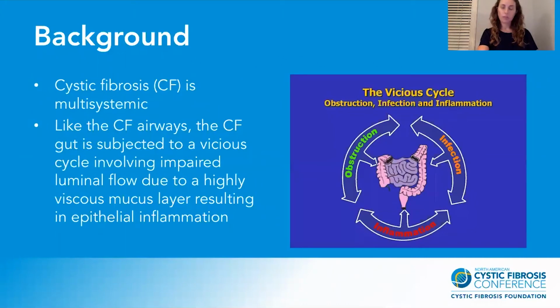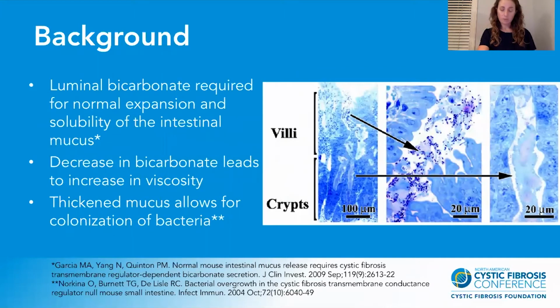In the CF gut, there is impaired luminal flow due to a highly thickened mucus layer, epithelial inflammation, infection, and dysbiosis. The CFTR protein is functionally expressed at the apical membrane of enterocytes, where it mediates secretion of chloride and bicarbonate across the epithelial layer. This bicarbonate is required for normal expansion and solubility of the intestinal mucus. If CFTR is not functioning and there is a decrease in bicarbonate, then you will see an increase in viscosity and impairment in mucus propagation through the intestinal tract.